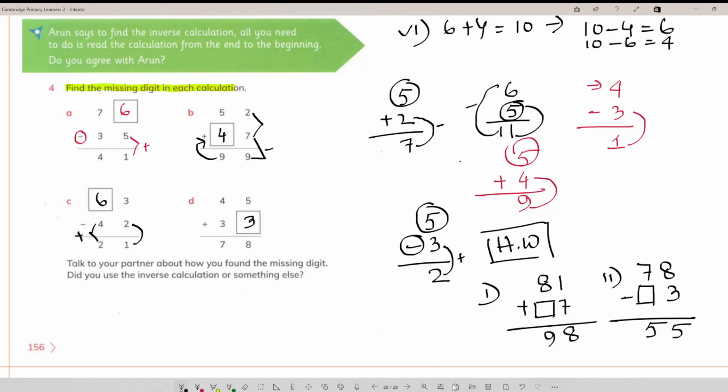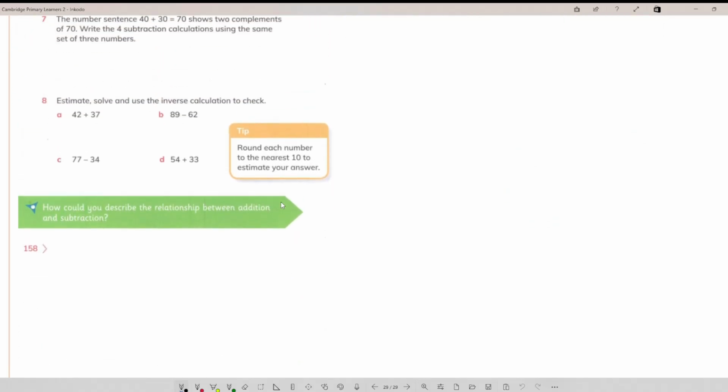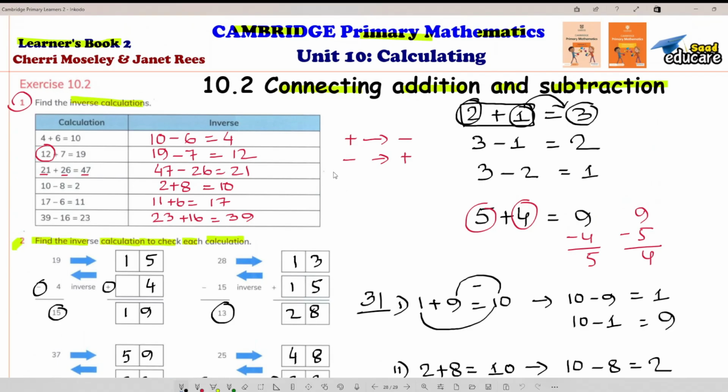In the next video we will start from number 5, which is like this: a box, a family house, and estimate, solve and use the inverse calculation to check. For the next video. But this video we will stop here.